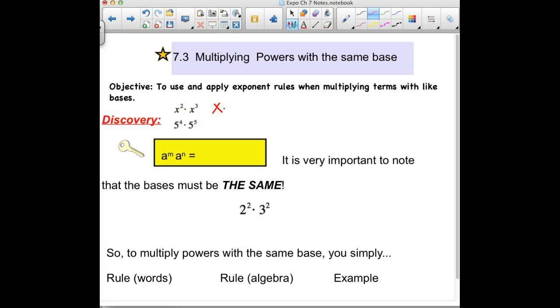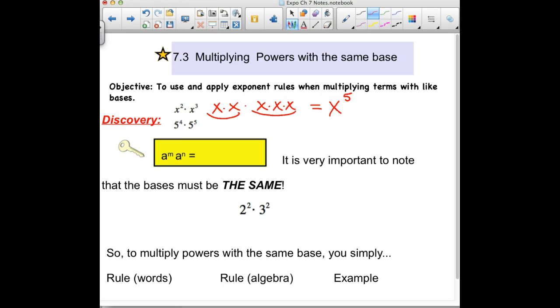If we were to write that out, x squared means we are taking x times x, and x cubed means we're taking x times x times x. But then it's telling me to multiply those pieces together. So how many total x's do we have? We had 2 here, we had 3 here. That means we have 5 x's being multiplied together. We can simplify that as x to the 5th.